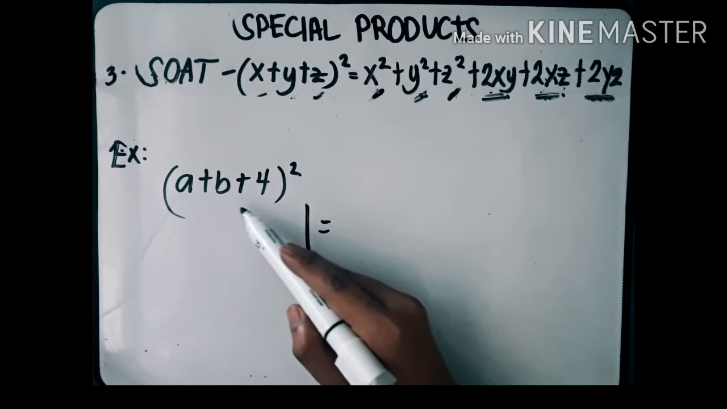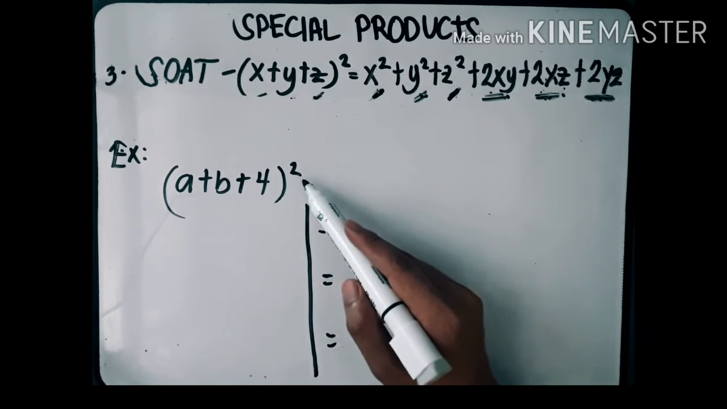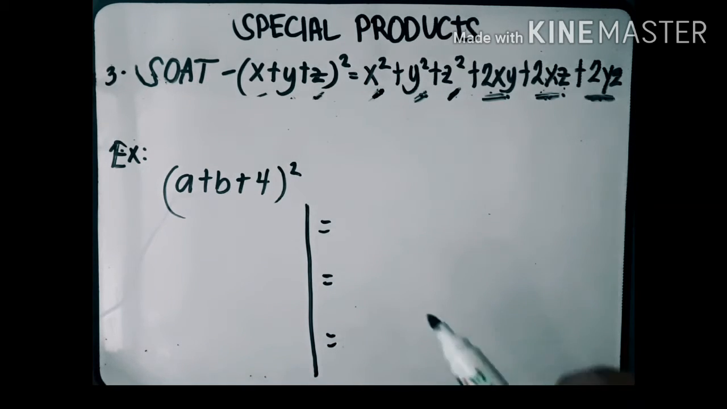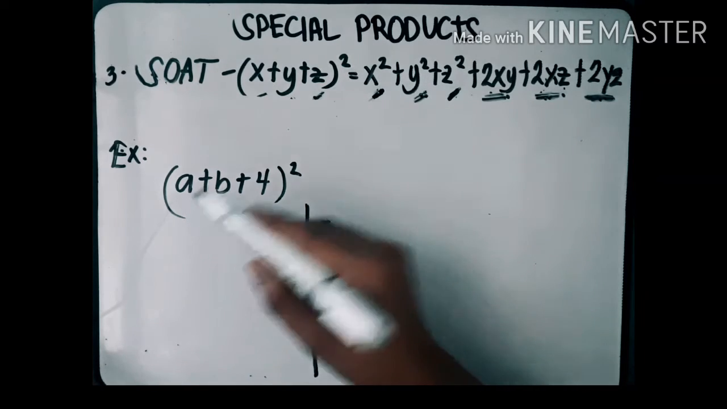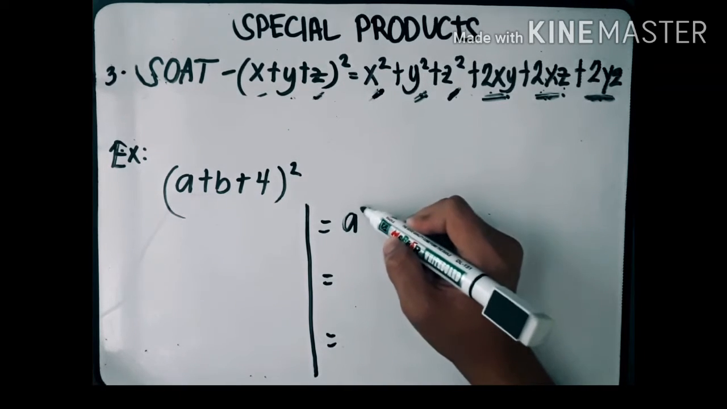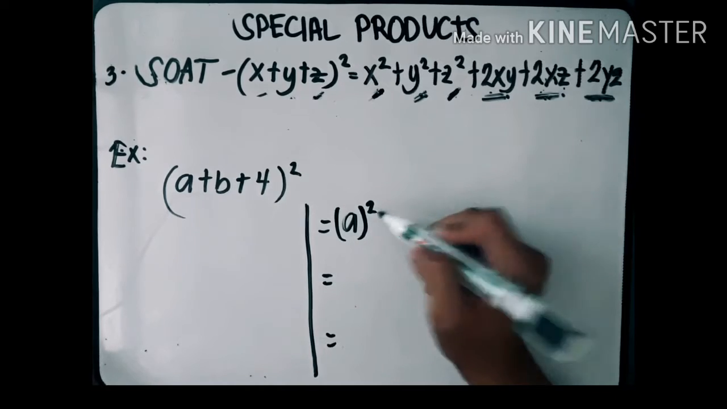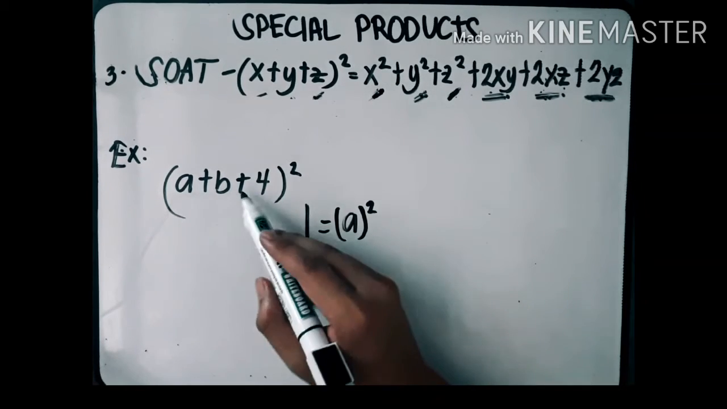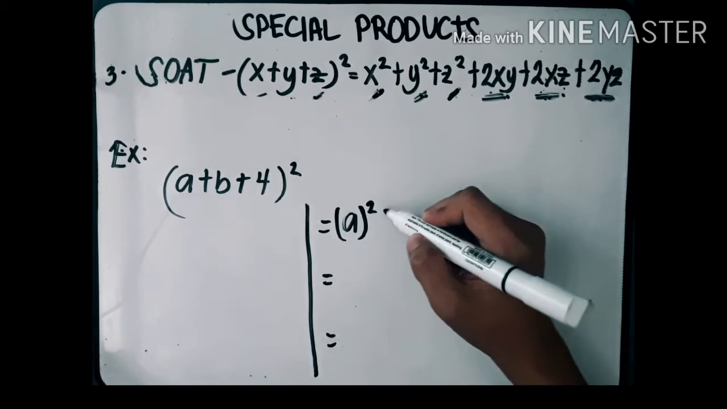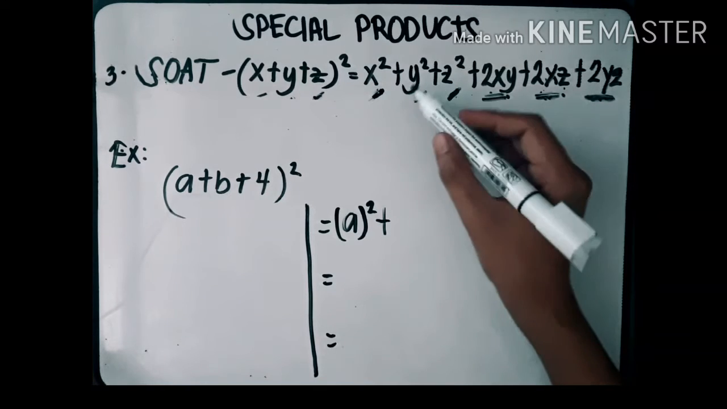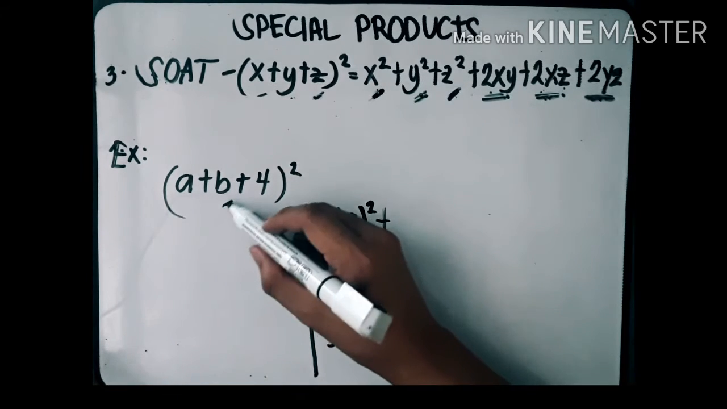A plus B plus 4 raised to 2. So first, kukunin natin yung square nung first term, which is yung A. Square lang natin. Since positive naman lahat ng sign, positive lang yung gagamitin natin. And then the square of the second term, which is yung B.